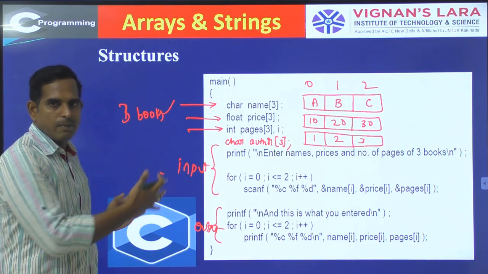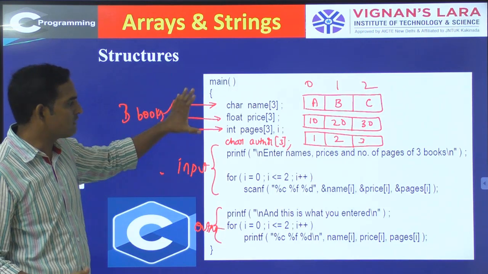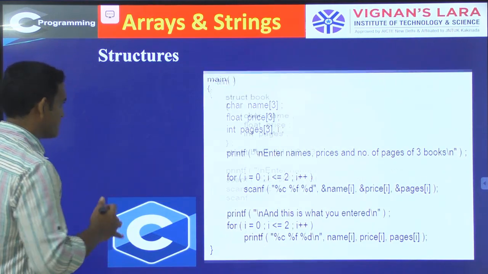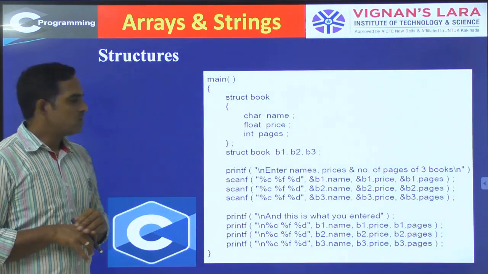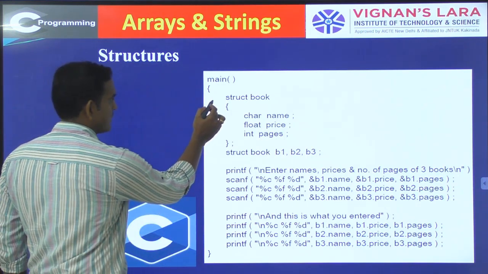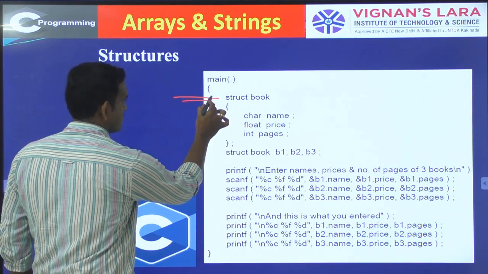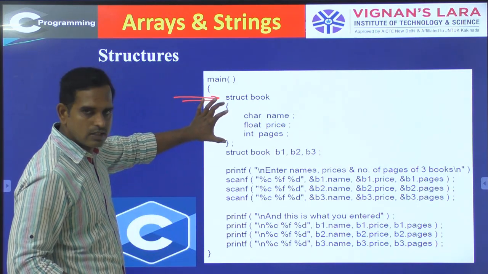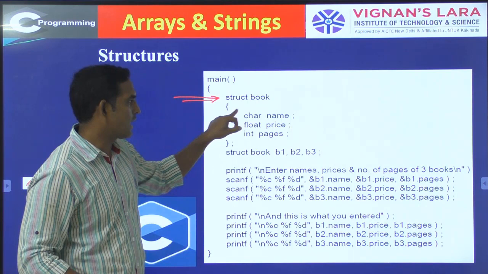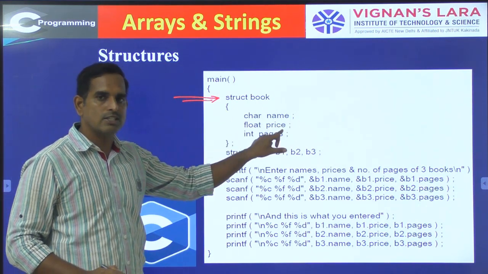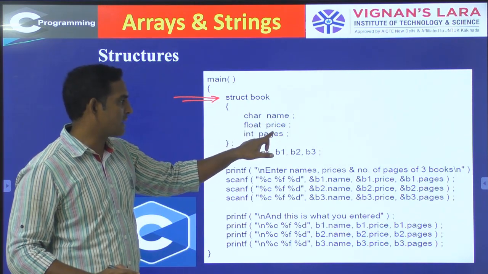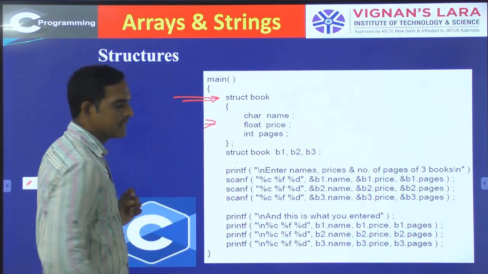In order to reduce the complexity, this will be somewhat clumsy, you are having too many arrays. To avoid this clumsiness, we have structures. So now I will give you an outline about the structure. First you will be creating a structure in this manner. You have to use the struct keyword and the name of your structure. Inside the structure I have to tell what are the entities or attributes present for that structure. So your book structure will have a name, price and pages. This is how you will create one structure.